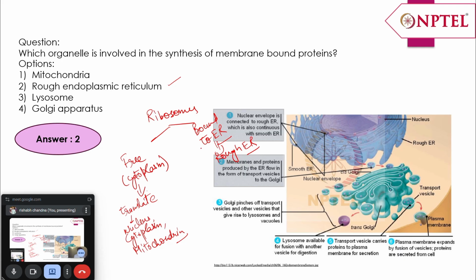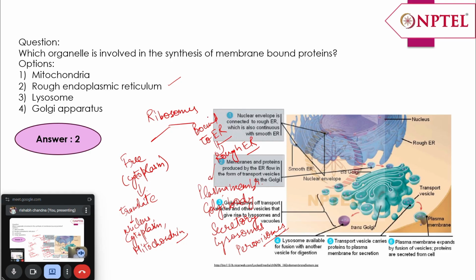Okay, and the ones that are bound to the ER will produce the proteins that are present on the plasma membrane, Golgi body, secretory proteins, and those present in lysosomes and peroxisomes. Okay, so this was the case.